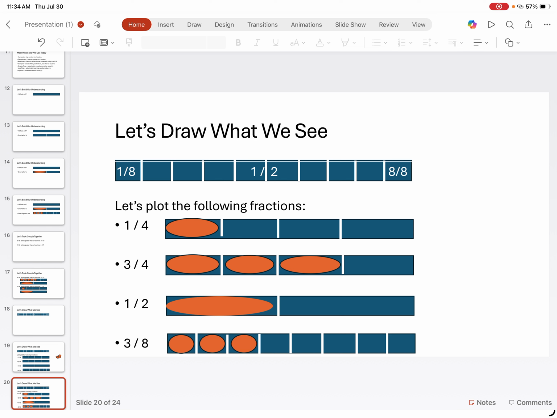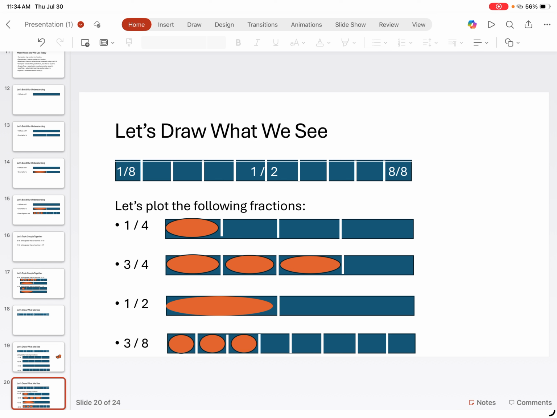Instead of using a fraction bar, we're going to compare them by looking at how much of the whole is shaded. Remember to ask yourself, what do I notice, and how does this compare to 1/2? Let's start with 1/4. What do you notice? Only one of the 4 equal parts is shaded. Is 1/4 greater than or less than 1/2? It's less than half because it doesn't reach the halfway mark of the bar.